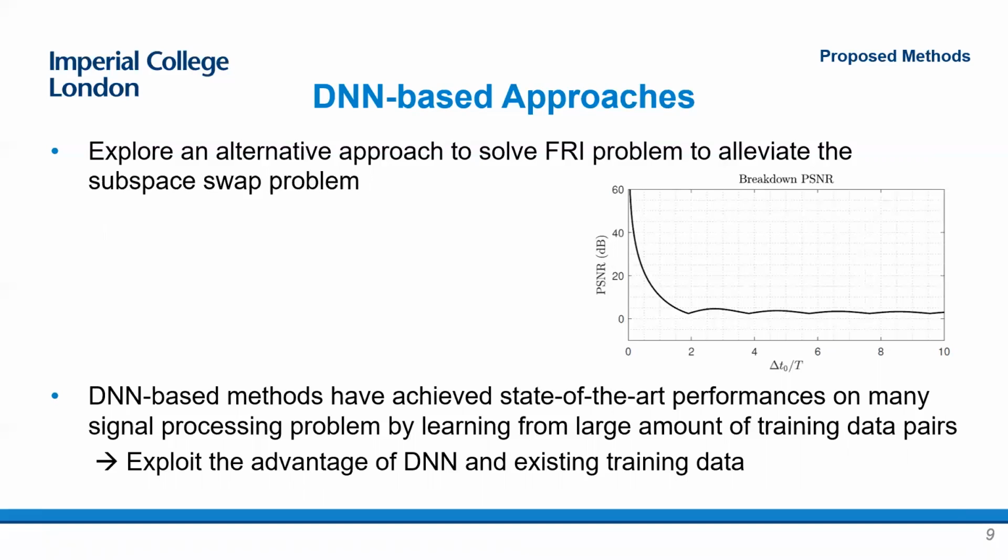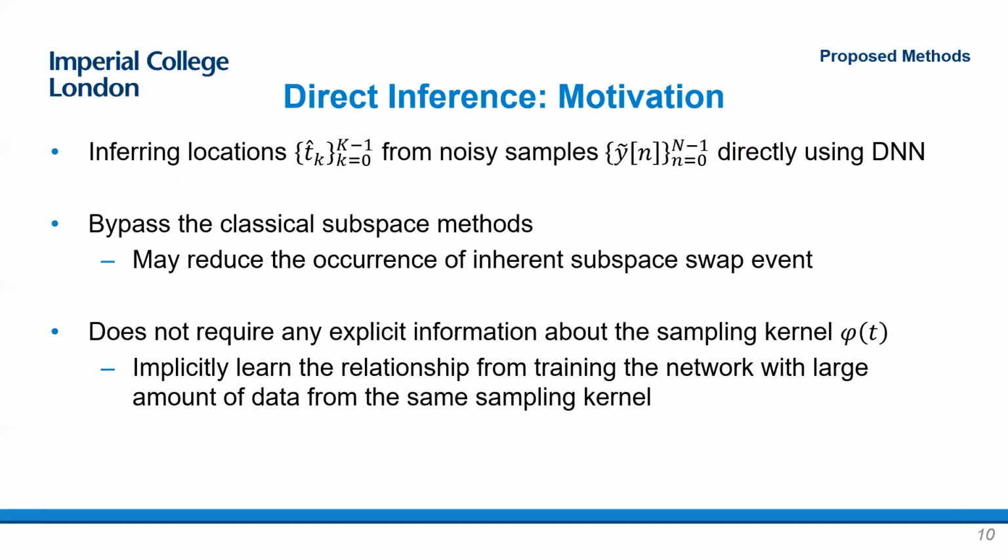Therefore, in this paper, we have proposed two deep neural network-based approaches. This is because DNN-based methods have achieved state-of-the-art performances on many signal processing problems by learning from a large amount of training data pairs. We hope to exploit the advantage of DNN and existing training data to improve the reconstruction performance. The first approach is direct inference of FRI parameters.